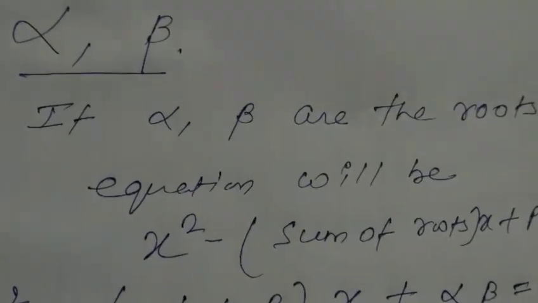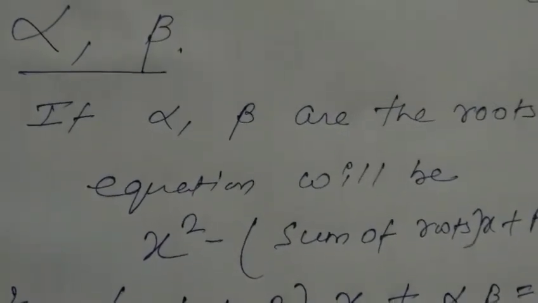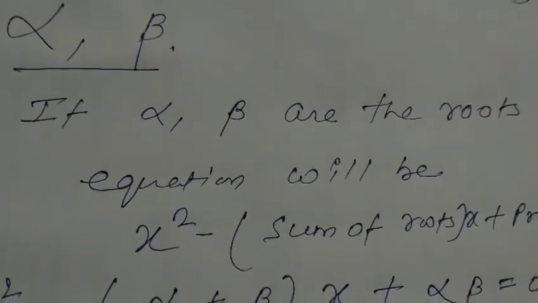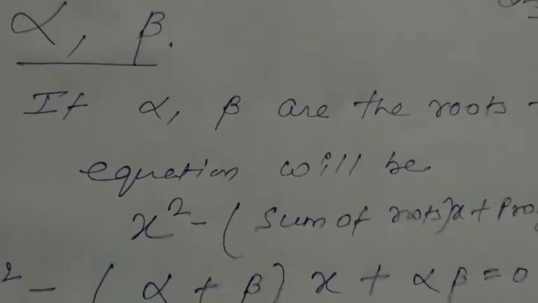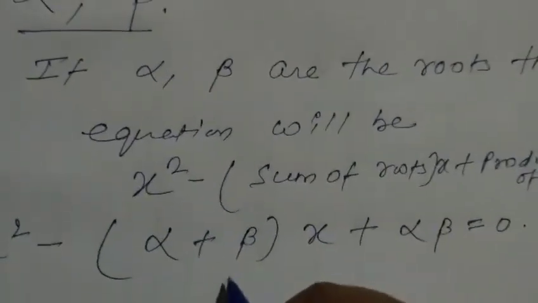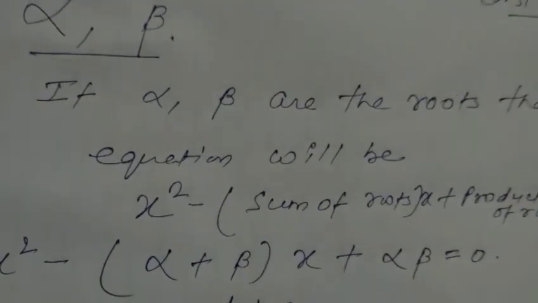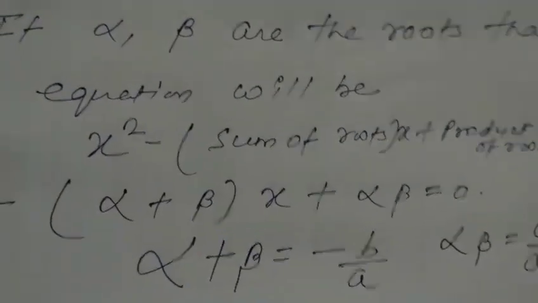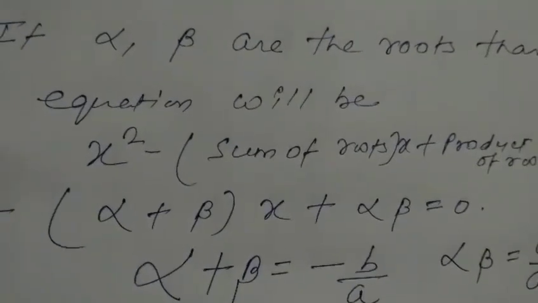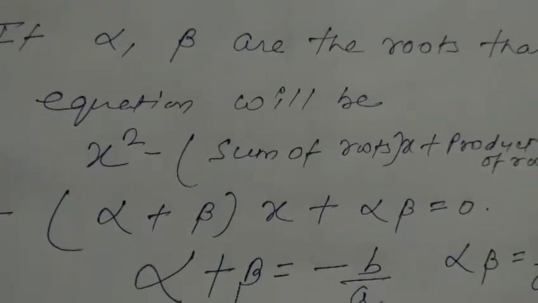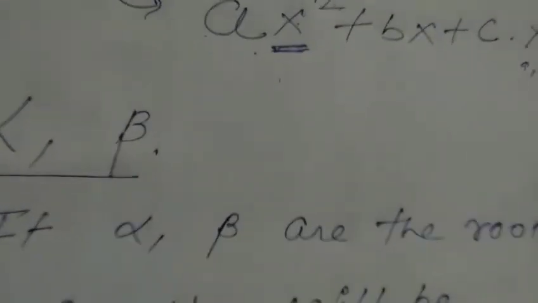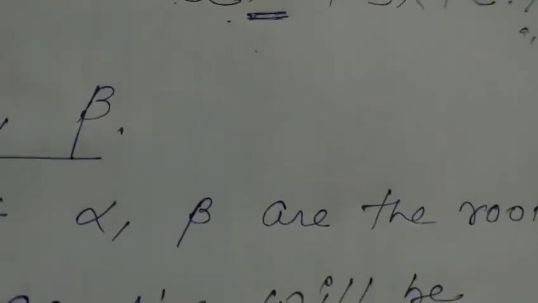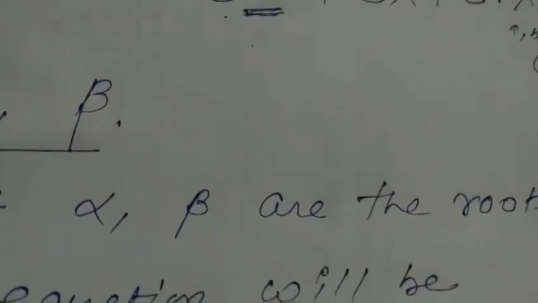If alpha and beta are the roots, then the equation will be x square minus sum of roots into x plus product of roots. Alpha plus beta equals minus b by a and alpha beta equals c by a. How is it calculated? First of all, compare any quadratic equation with ax square plus bx plus c, then find the values of a, b, c.